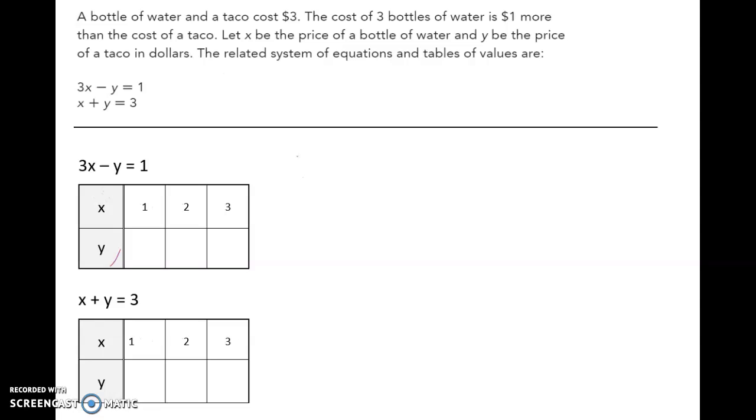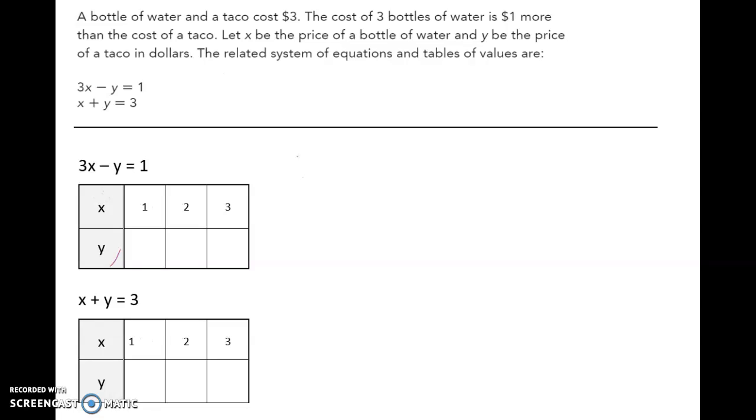The scenario is that we have a bottle of water and a taco that together cost $3, and 3 bottles of water is $1 more than the cost of a taco. Let X be the price of a bottle of water. So there's your clue as to how the answer is going to look when we're done. X is going to represent the bottle of water, and Y is the price of the taco in dollars. And they give you the system. They give you the two equations.